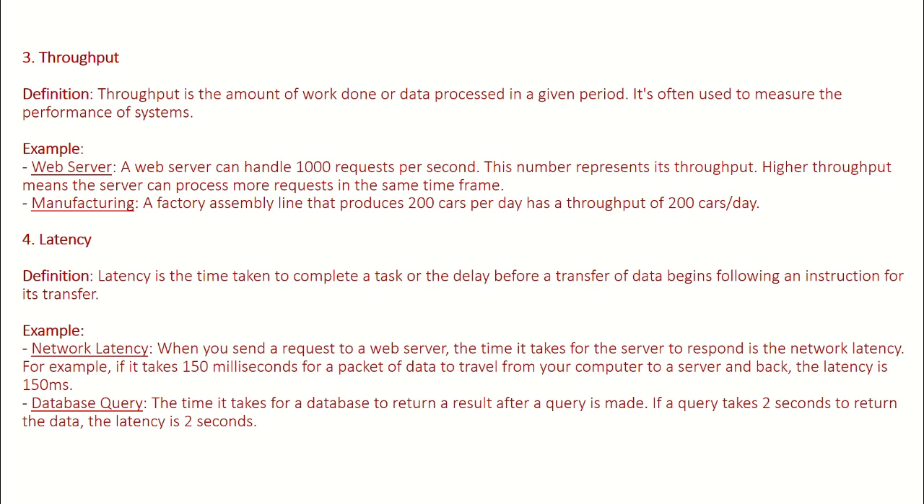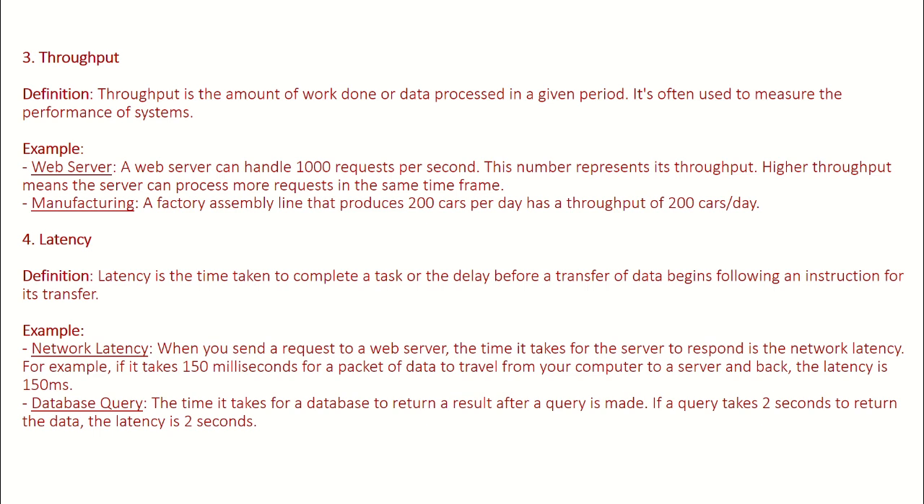Throughput. Definition. Throughput is the amount of work done or data processed in a given period. It's often used to measure the performance of systems. Example: web server. A web server can handle 1,000 requests per second. This number represents its throughput. Higher throughput means the server can process more requests in the same time frame.